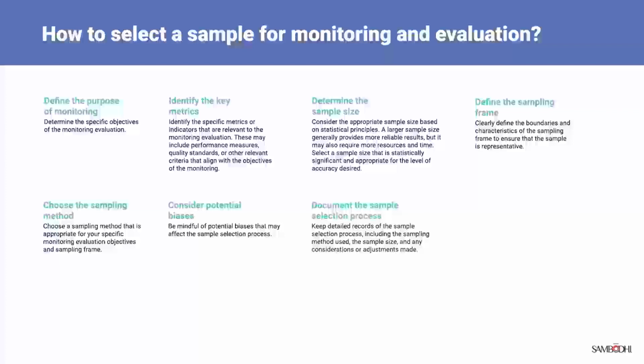Then, you must document the sample selection process. Keep detailed records of the sample selection process, including the sampling method used, the sample size, and any considerations or adjustments made. Finally, you must conduct the monitoring evaluation. Once the sample has been selected, collect and analyze the data according to the defined metrics and objectives of the exercise.